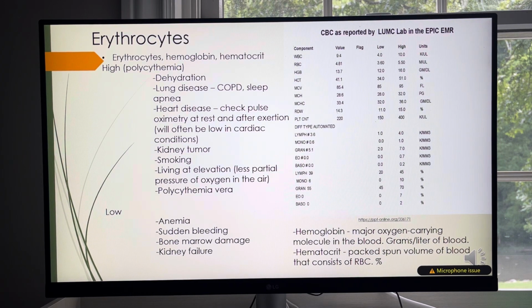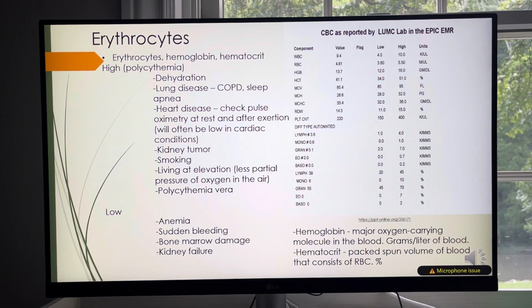Okay, red blood cells carry oxygen throughout the body. Elevated red blood cell count, think, is there an underlying condition that makes it harder for the body to obtain oxygen? The body has to work harder to get that oxygen. Well, what would cause that? Heart disease, an obstructive lung disease like COPD, sleep apnea, smoking, living at high elevations.